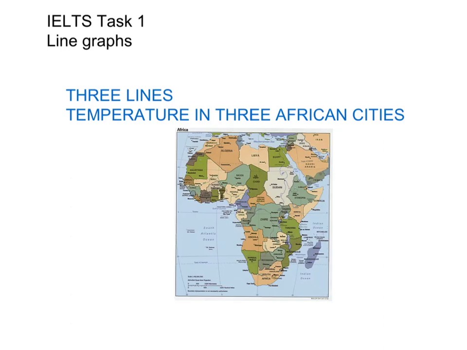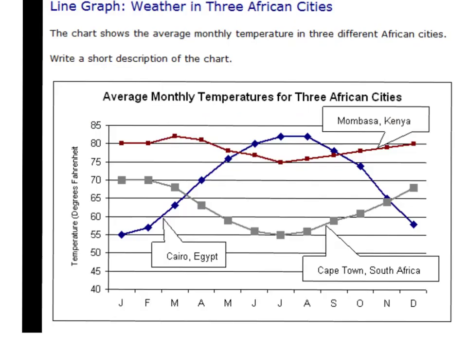This is IELTS Task 1, line graphs. 3 lines, temperature in 3 African cities. This line graph shows weather in 3 African cities. The chart shows the average monthly temperature in 3 different African cities. You're asked to write a short description of the chart.